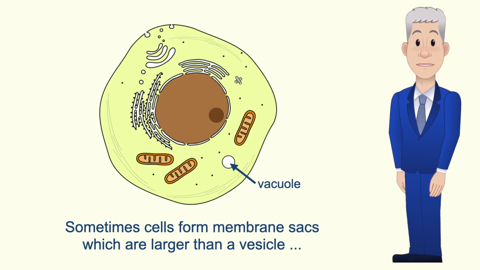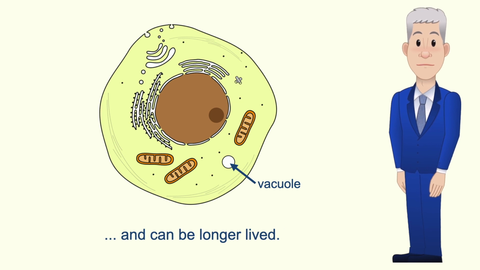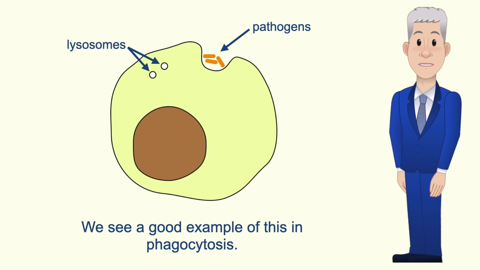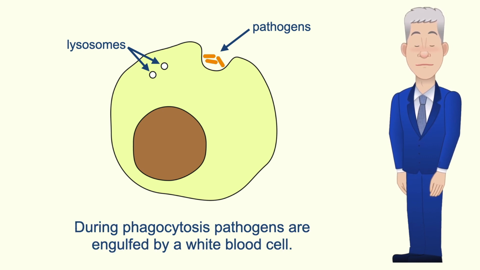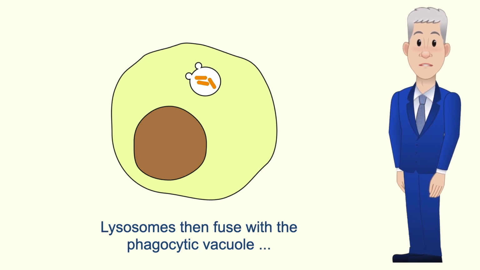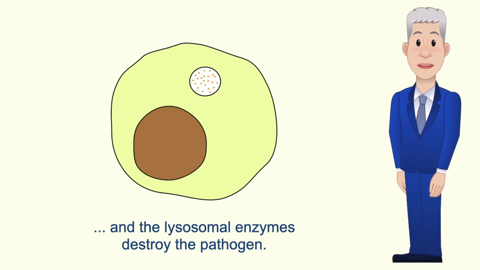Now, sometimes cells form membrane sacs which are larger than a vesicle and can be longer lived. In this case, scientists call this a vacuole. And we see a good example of this in phagocytosis. During phagocytosis, pathogens are engulfed by a white blood cell. In this case, the pathogens are contained in a phagocytic vacuole. Lysosomes then fuse with the phagocytic vacuole, and the lysosomal enzymes destroy the pathogen.